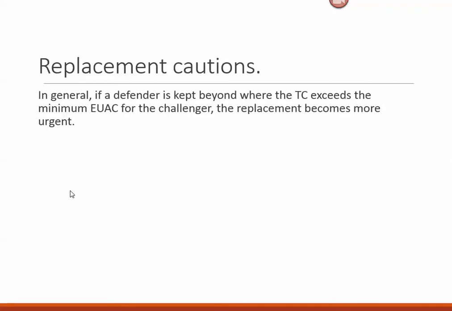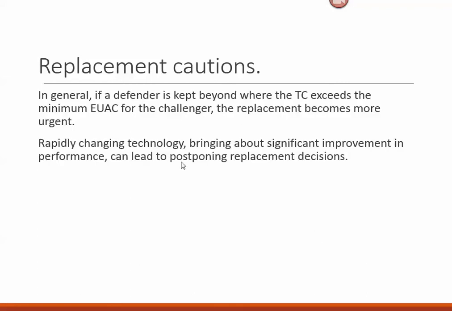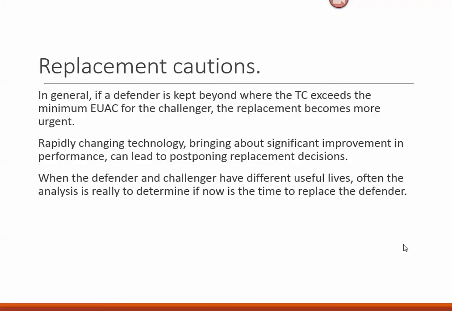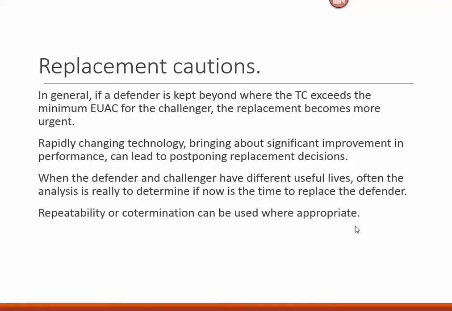Some replacement cautions. If a defender is kept beyond where the TC exceeds the minimum EUAC of the challenger, the replacement becomes more urgent. Rapidly changing technology bringing about significant improvement in performance can lead to postponing replacement decisions. When the defender and challenger have different useful lives, this is again key. Often the analysis is really to determine if now is the time to replace the defender.